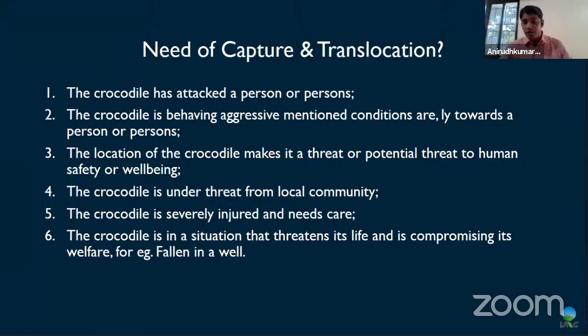Sometimes people don't want the crocodiles. They say that we will kill this crocodile if you don't take the crocodile from here. In that case, we have to take the crocodile.